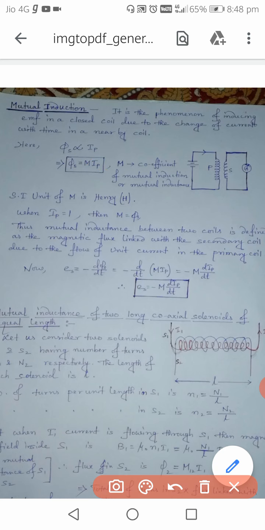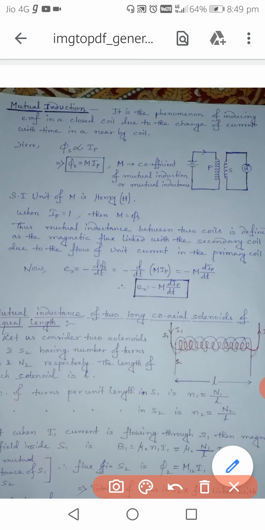Now see here, when IP is 1, then M and phi s are the same. M is equal to phi s. From this we can define M. The mutual inductance between two coils, M, is defined as the magnetic flux linked with the secondary, equal to phi s, due to the flow of unit current in the primary. We have considered IP as 1, so when unit current passes through the primary, phi s becomes equal to M. This is the definition of mutual inductance, M.